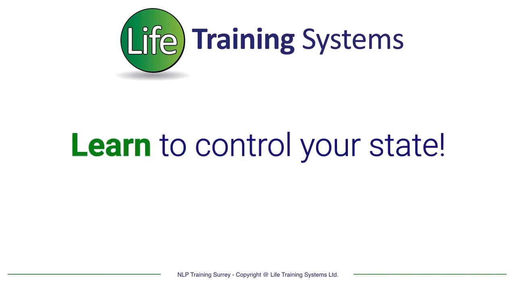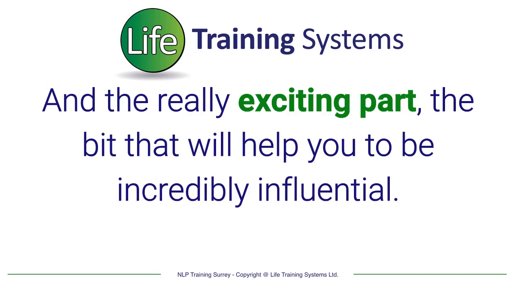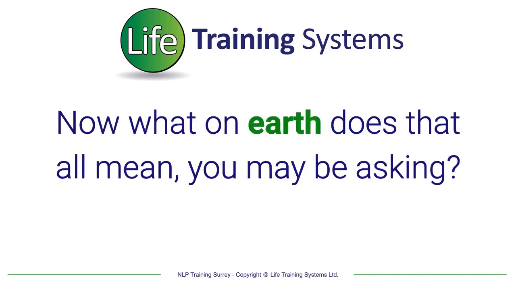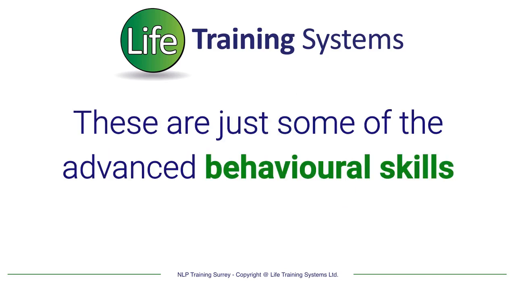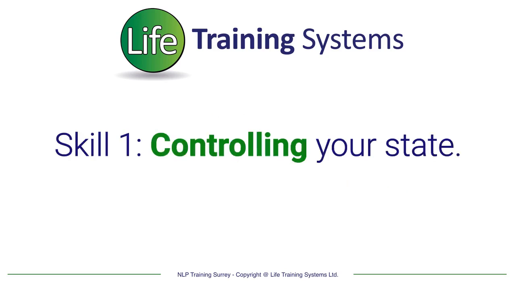Learn to control your state. Learn to be far more sensory aware. And for me, the really exciting part, the bit that will help you to be incredibly influential, learn to control the level of ambiguity to specificity in your language. Now, what on earth does that all mean, you may be asking yourself. These are just some of the advanced behavioural skills that we teach in all of our NLP trainings. Skill 1, controlling your state.